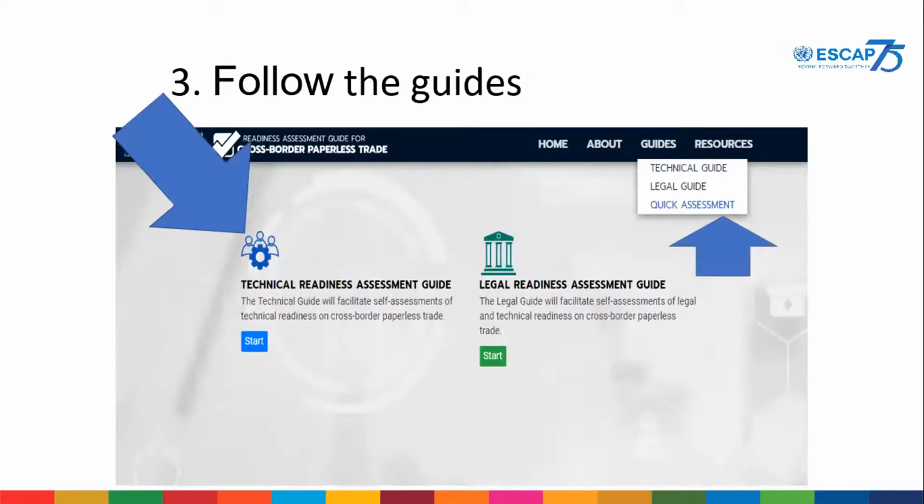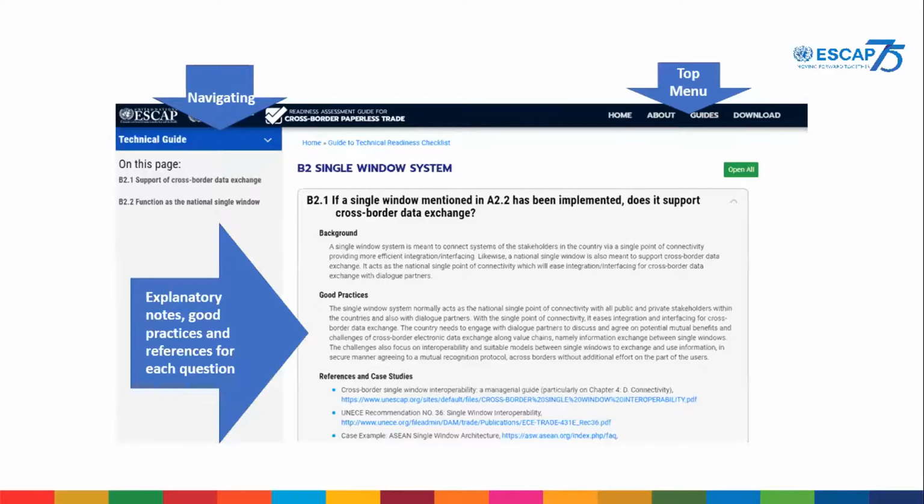Then back to the guide. When you follow the guides online, there will be the technical and also the legal guide that you can follow through. Here is a page from the technical guide, which contains explanatory notes, good practices, references, and other relevant information for each question. You can check on each question by clicking, or you can use the open all option for all questions in the subsection. You can also navigate through the sections and subsections of the guide from the left pane navigation menu.